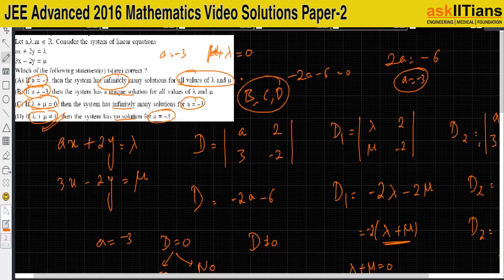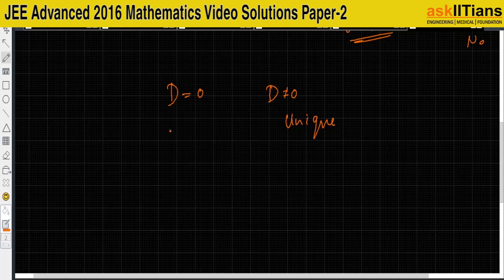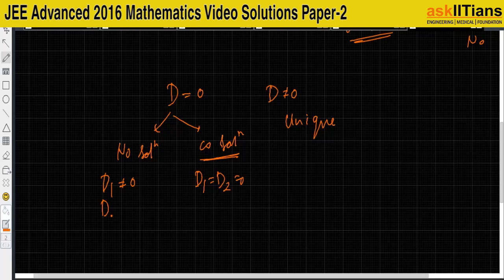This was a very easy question. If you know Cramer's rule, then you can easily solve it. There are only 3 cases: either d is 0 or d is non-zero. If d is non-zero, I always get a unique solution. If d is 0, either I'll get no solution or infinite solutions. I'll get infinite solutions if along with d, d1 and d2 are also 0, but no solution if either d1 or d2 is non-zero.